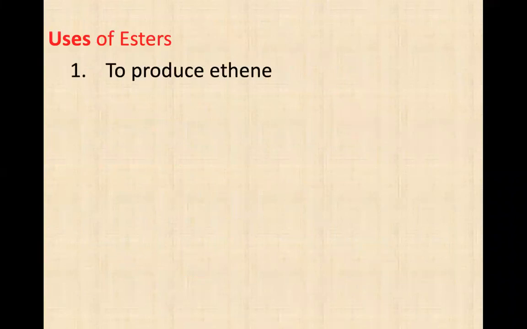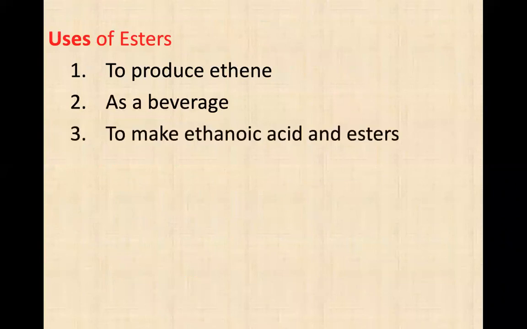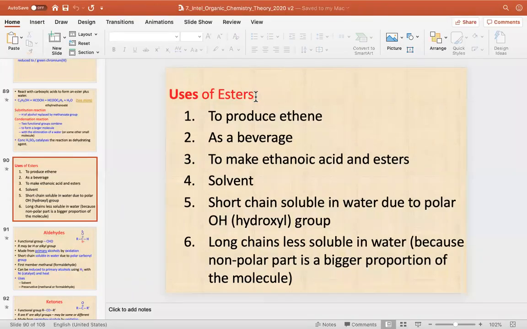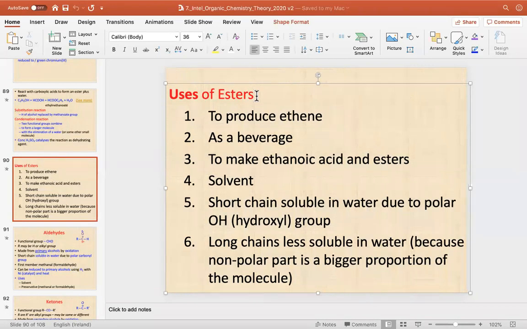What do we use alcohols for? Well, we use them to produce ethene. We can use them as a beverage. We can use them to make ethanoic acid and esters. We can use them as solvents. Sorry, guys, there's a mistake. We're talking about alcohols, aren't we? Yes, we are, not aldehydes. Right. So we can use them to produce ethene, as a beverage, to make ethanoic acid and to make esters.